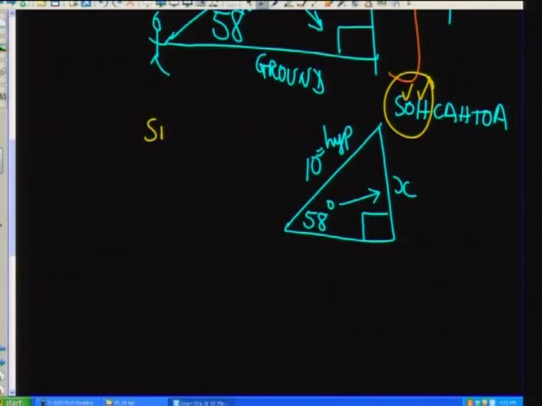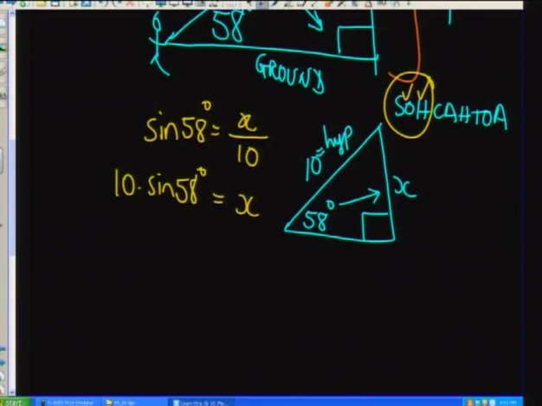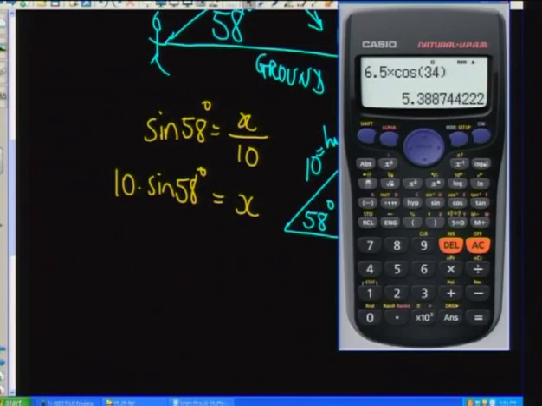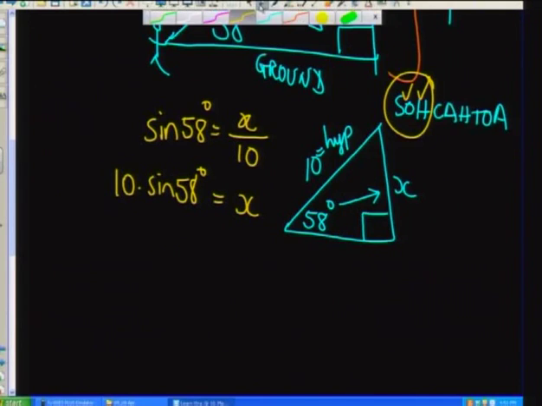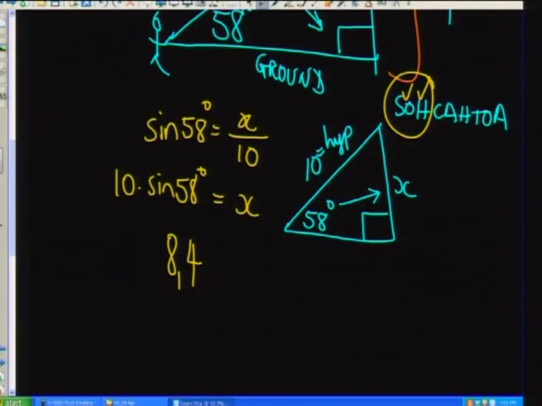So I've got the sine of my angle 58 is equal to my opposite, which is what I don't know, over my hypotenuse, which is 10. So my unknown height of my building is simply 10 times sine 58. And our friend, the calculator, will help us out, because 10 times sine 58 is 8,48. So the fireman is 8,48 meters above the ground.